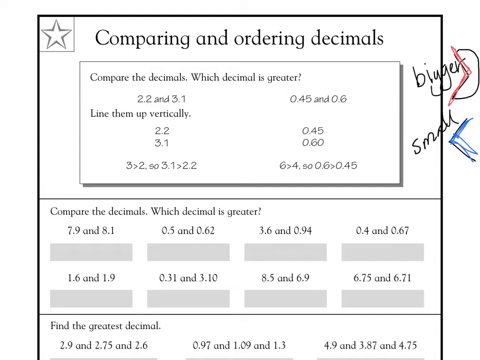So we're trying to figure out, looking at these two decimals, 2.2 and 3.1, which one is bigger. And so if we line them up vertically, like they have suggested, we have 2 and 3 as the first number we're going to compare. And since we know that 3 is bigger than 2, we would write that as 3.1 is greater than 2.2. Looking at this next set of numbers over here, we have 45 hundredths and 6 tenths.